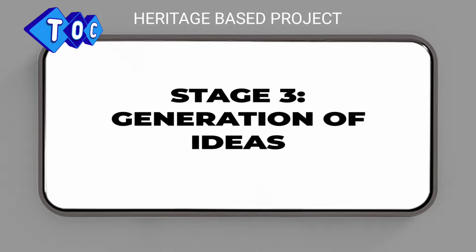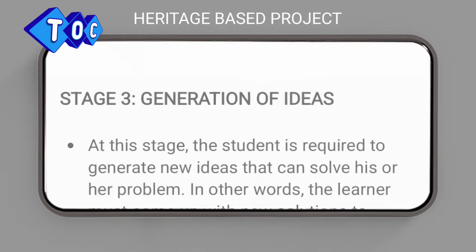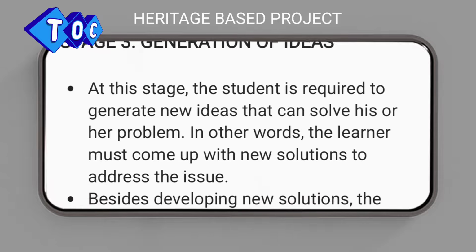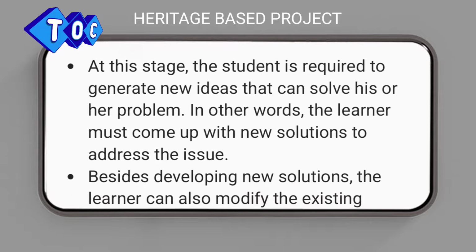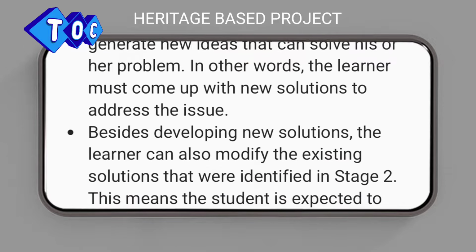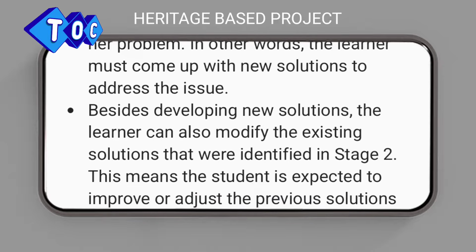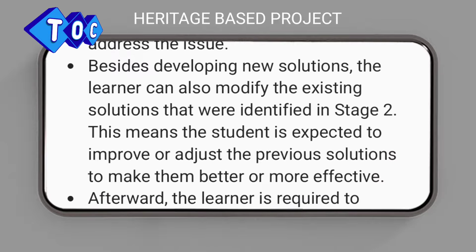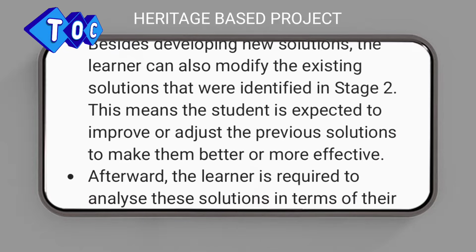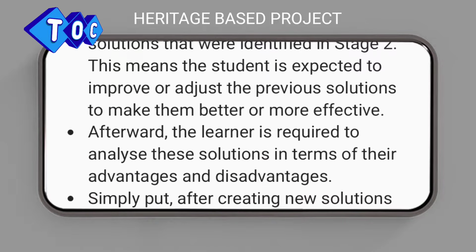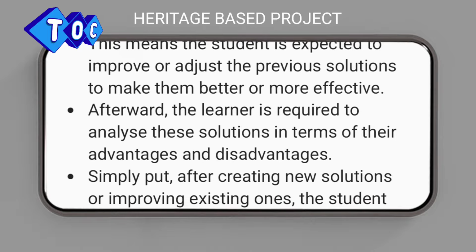Moving on to stage 3, generation of ideas. At this stage, the student is required to generate new ideas that can solve his or her problem. In other words, the learner must come up with new solutions to address the issue. Besides developing new solutions, the learner can also modify the existing solutions that he or she identified at stage number 2. This means the student is expected to improve or adjust the previous solutions to make them better or more effective. Afterwards, the learner is required to analyze these solutions in terms of their advantages and disadvantages.